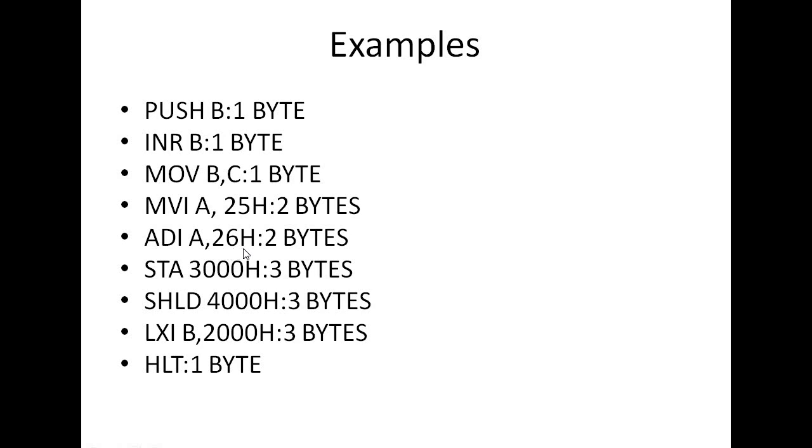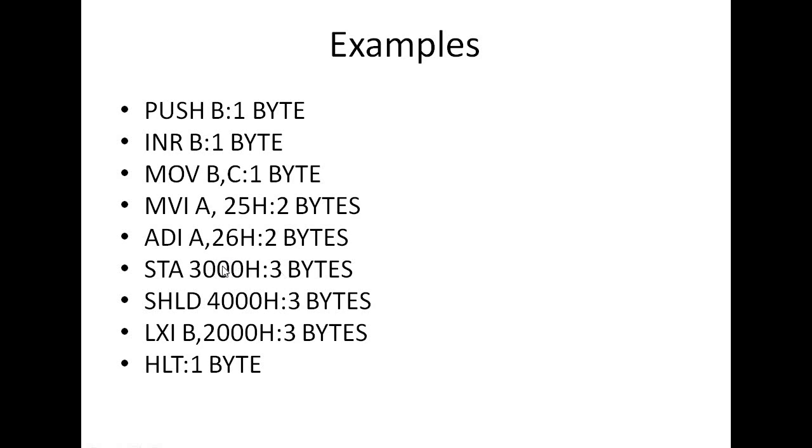Again ADI 26H. ADI will have an opcode, and 26H is another 1 byte data. So 1 byte for opcode and 1 byte for this 8-bit number, making it a 2 byte instruction. Now see here, STA 3000H. STA will have an opcode, 1 byte. Is 3000H 8-bit data or 16-bit data? 16-bit. Is this data or address? This is an address because I is not there. So 3000H will act as an address.